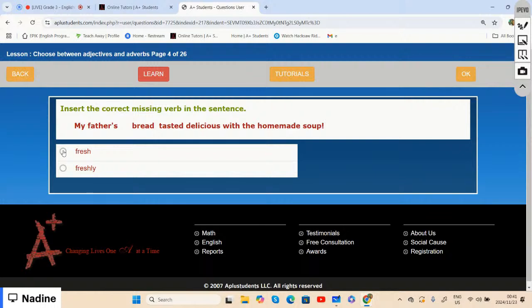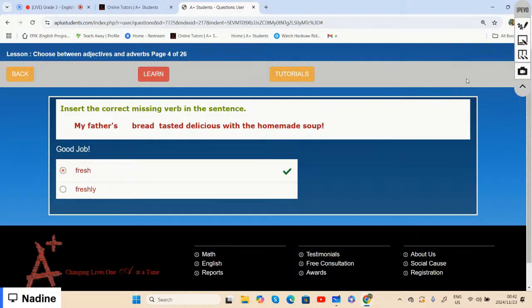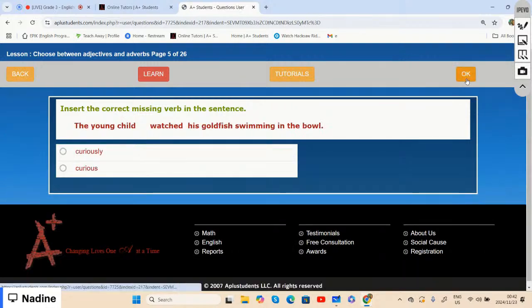All right. And if we were to select the correct option, then we can say my father's fresh bread tasted delicious with the homemade soup. So fresh bread. Well done. Fresh is correct.